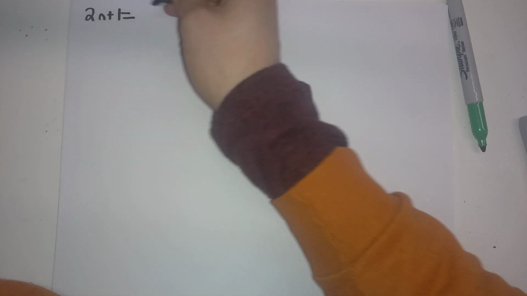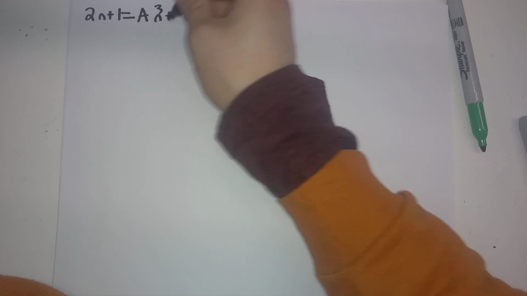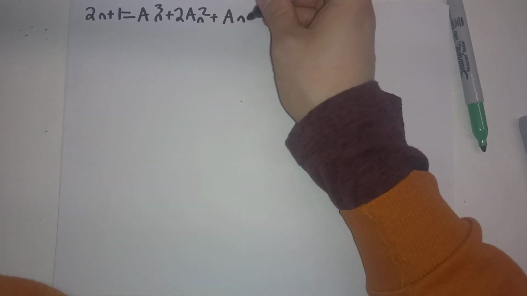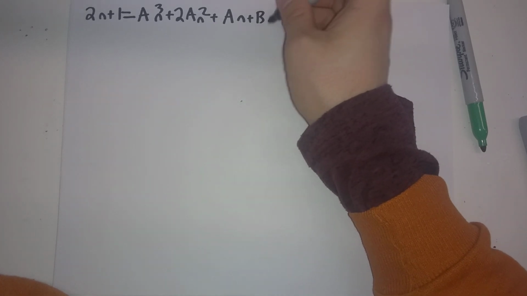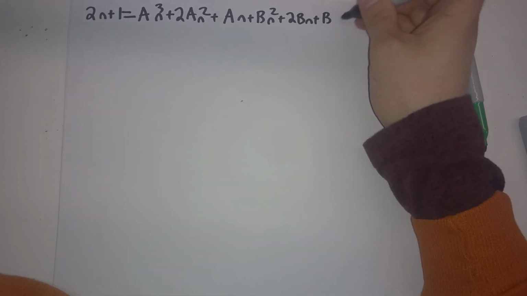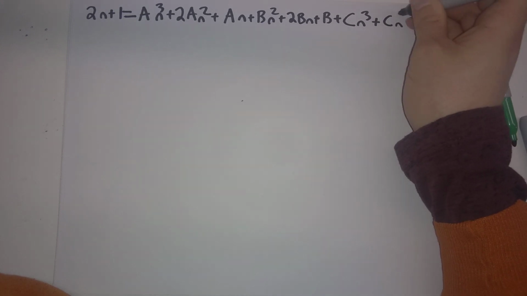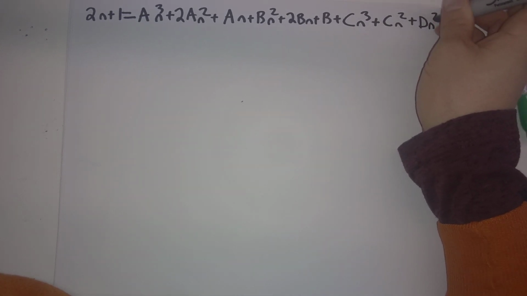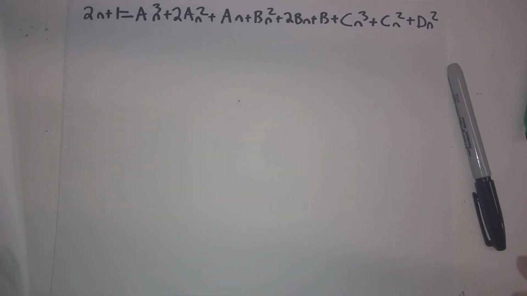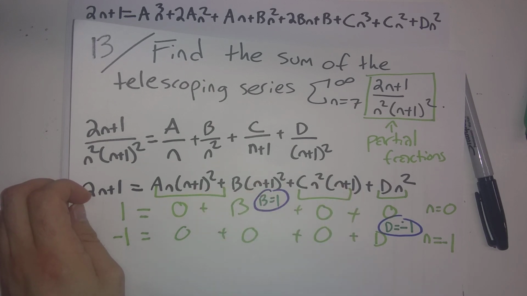So 2n + 1 is going to be A times n cubed plus 2A n squared plus A n, plus B n squared plus 2B n plus B, plus C n cubed plus C n squared, plus D n squared. So this might look nasty. All I did here was rewrite this, multiplying out those three terms.